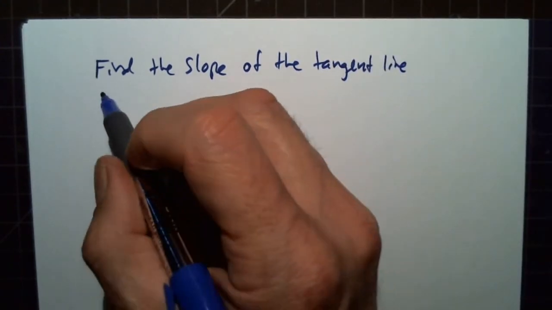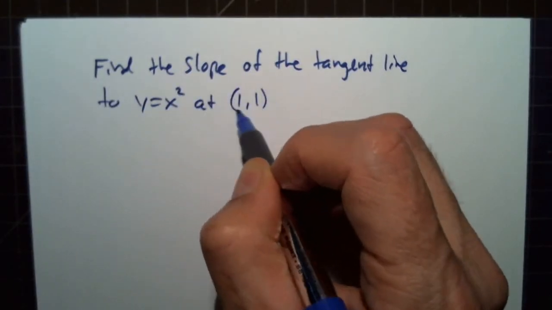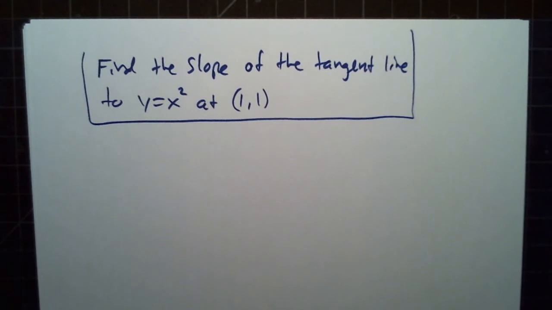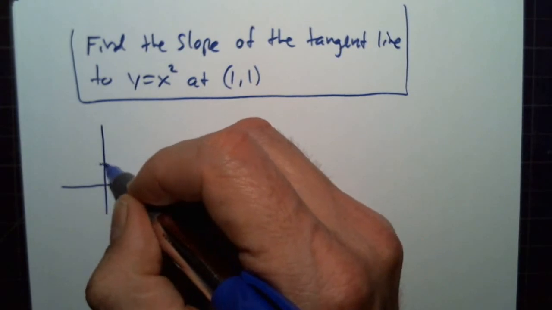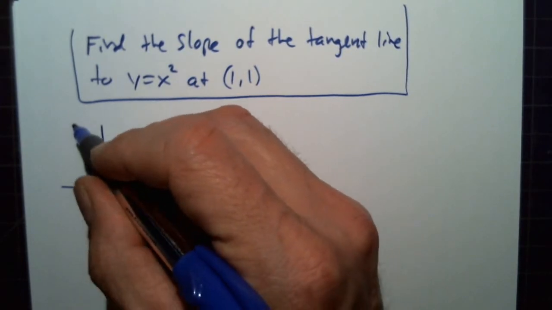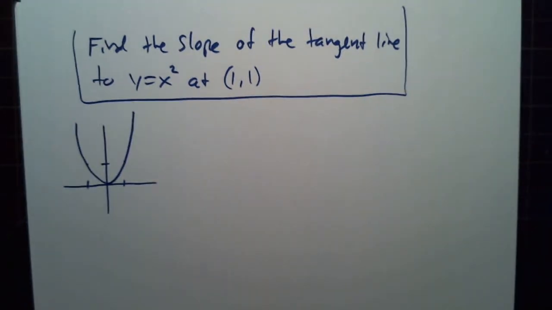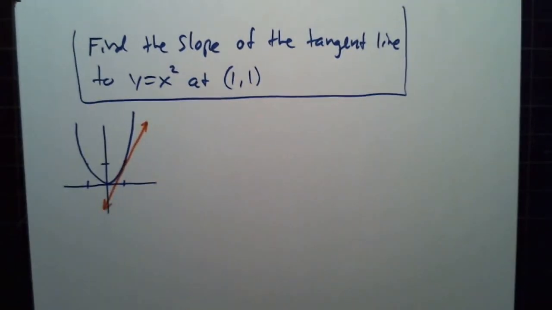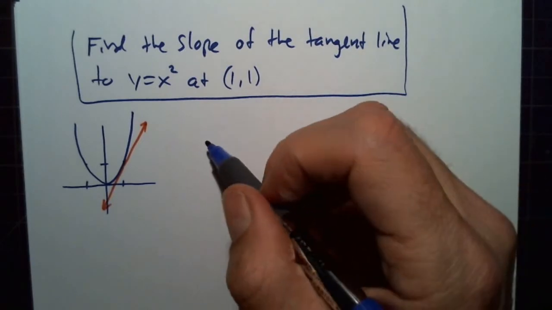Find the slope of the tangent line to y equals x squared at the point 1, 1. So let's look at what's happening graphically. So we have this graph, we want the slope of that line at x equals 1.